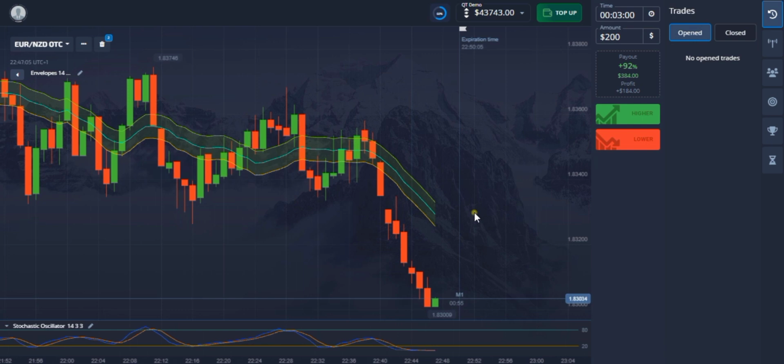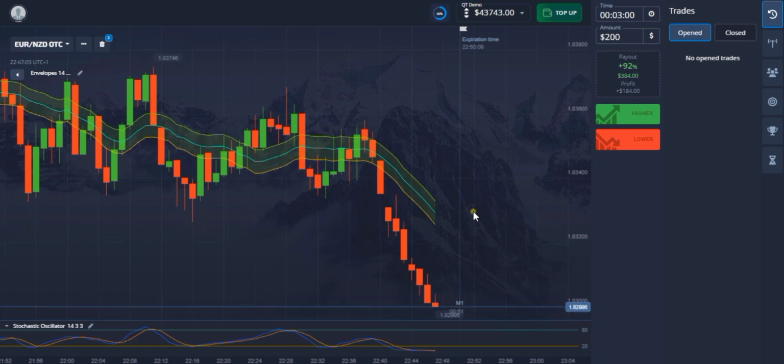You can repeat this strategy more times on any pair and on any time frame, but make sure you are taking a precise entry.